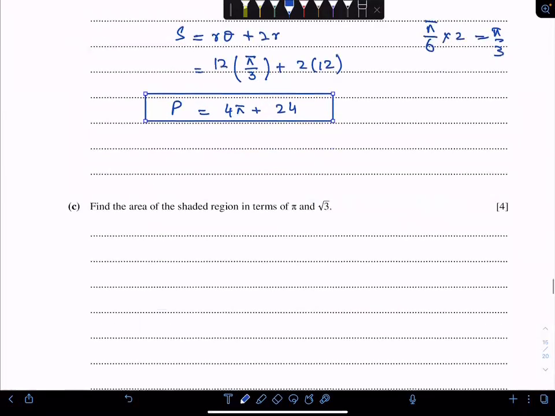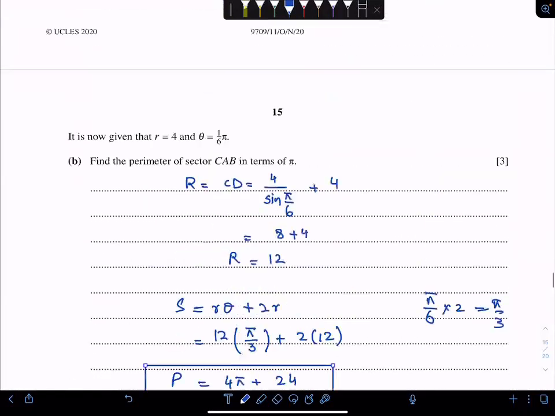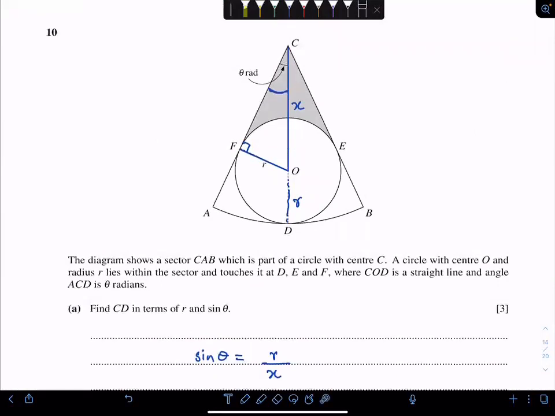Find the area of the shaded region in terms of pi and square root of 3. Shaded region. So how can we find the shaded area? If we find the area of this right angle triangle, 1 and 2, then we can subtract the area of this sector. Let me draw the sector first, this red sector.